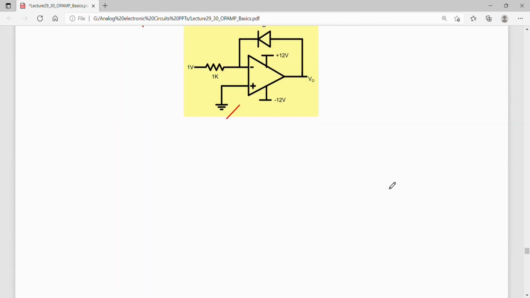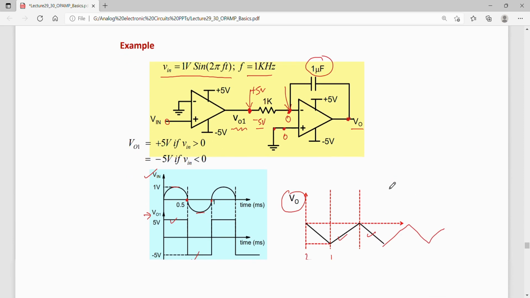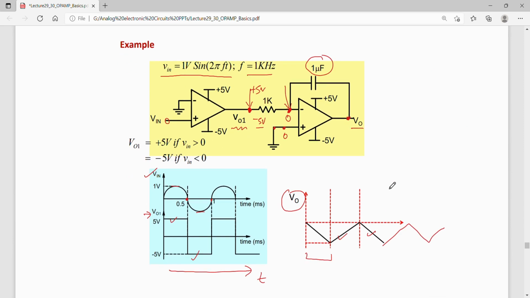So I think I'm done with this portion on the basics of op-amp. We'll carry on with a few more things on op-amp in the next lecture.